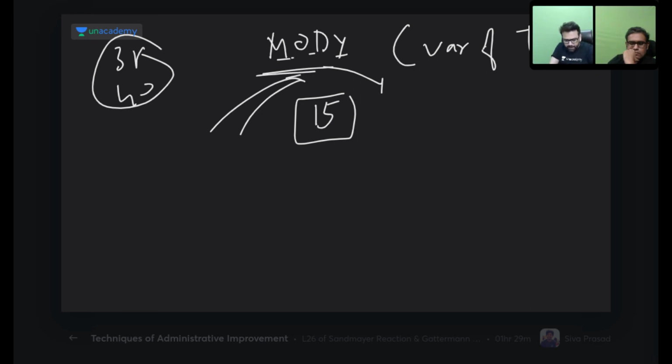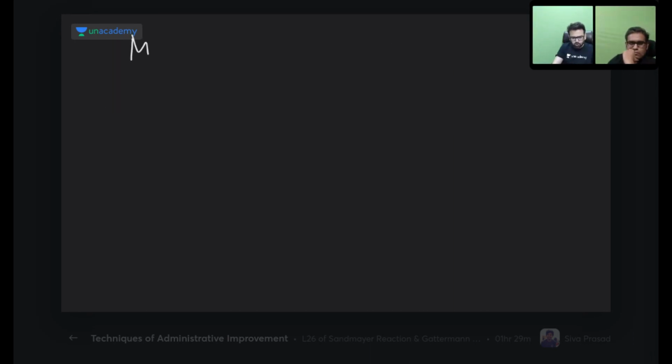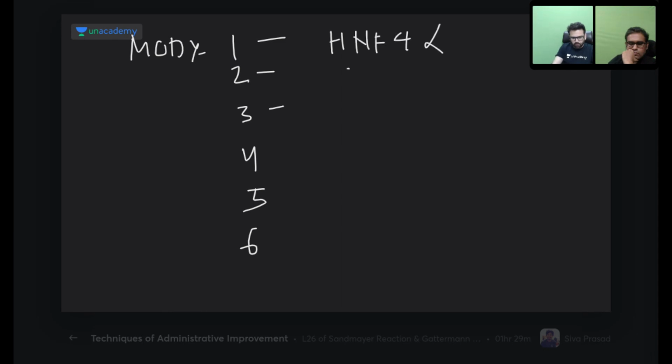There are so many types of MODY. Can anyone tell me all types of MODY? There are MODY 1, MODY 2, MODY 3. Which is the most common variant in your country? Yes, type 3 is the most common. It is because of HNF4 alpha defect. Type 2 is because of glucokinase defect. Type 3 is because of HNF1 alpha. This is the most common variant.